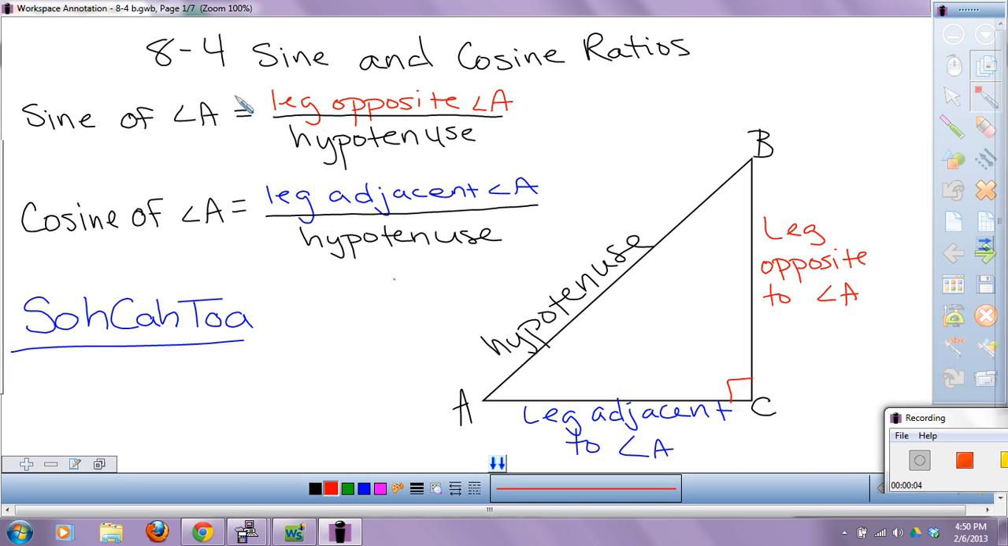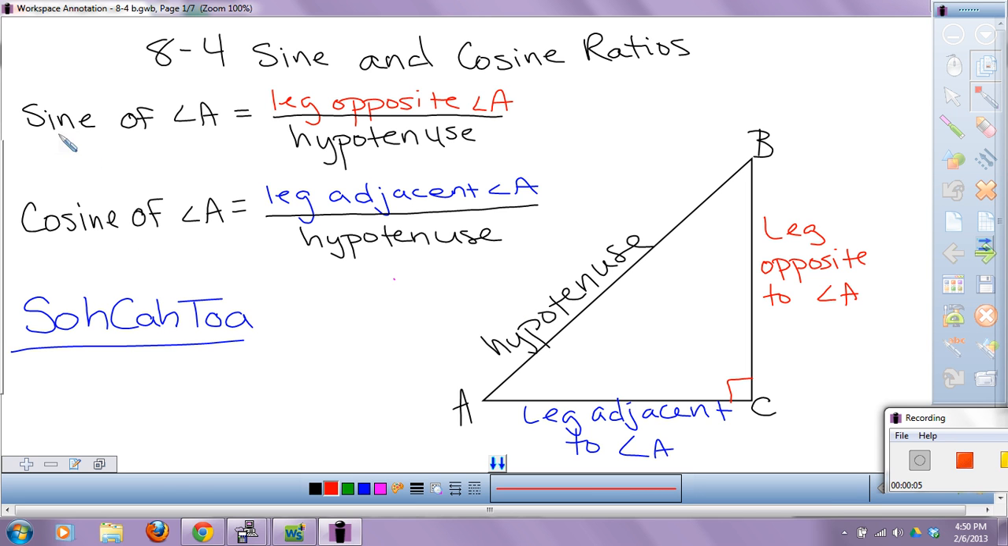This is lesson 8.4, sine and cosine ratios. In the last class we talked about how to use sine and cosine to find different sides of our triangle. So really quickly I'll review that before I get to the very last example, which is the only thing we didn't do in class on Wednesday.